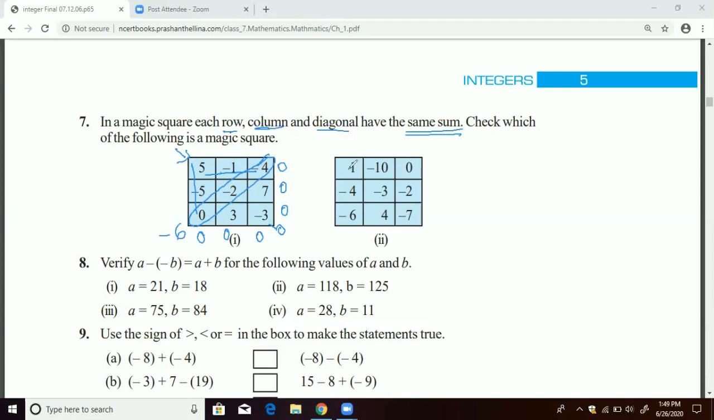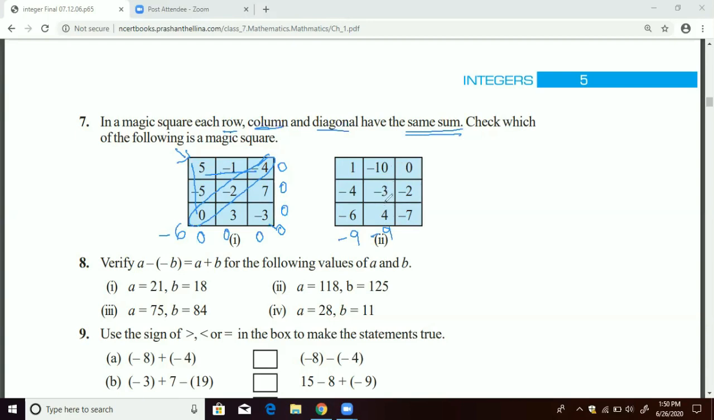In the second magic square, we are finding the sum of these 3 numbers, 1 plus negative 4 plus negative 6. So 1 plus negative 4 is equal to negative 3. Negative 3 plus negative 6, both numbers are negative, same sign, so the answer is negative 9. Next column, negative 10 plus negative 3, negative 13. Negative 13 plus positive 4, that is also negative 9.